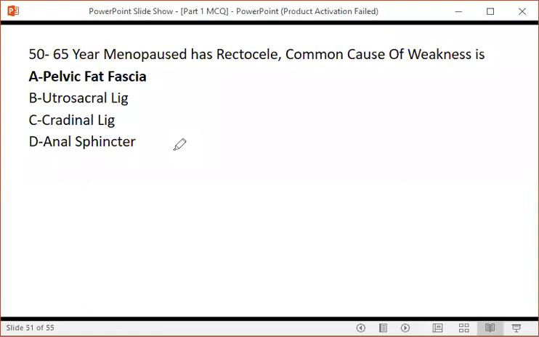Okay. Next one, a 65-year-old postmenopausal woman has rectocele. The common cause of weakness is pelvic fat fascia, uterosacral ligament, cardinal ligament, or anal sphincter. Of course the answer here is pelvic fascia. Rectocele occurs when the fascia between the rectum and the vagina is weakened, thus allowing the rectum to fall down, or allowing the rectum's front wall to bulge into the vagina. Some women may develop the condition during childbirth. Other processes, like placental pressure on the fascia, can also lead to rectocele. Typically the condition occurs after menopause, during which estrogen is decreased. Okay.